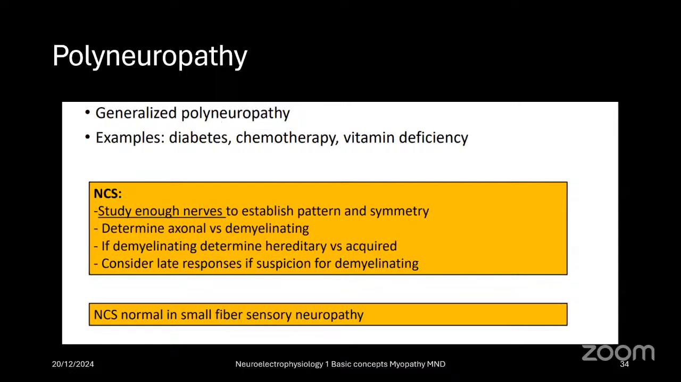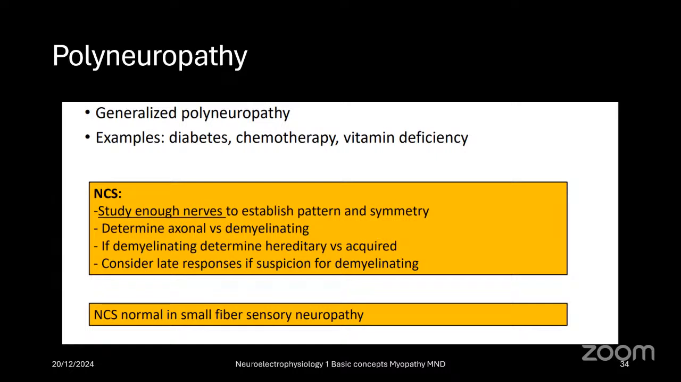And polyneuropathy, generalized polyneuropathy, is seen in diabetes, chemotherapy, vitamin deficiencies. You have to study enough nerves to establish pattern and symmetry. So what we usually teach is 3 limbs you have to test for polyneuropathy. Determine whether it is axonal or demyelinating. In the report, you have to mention that.